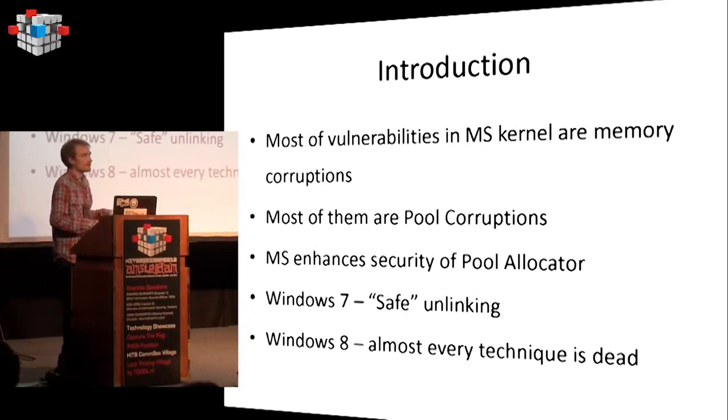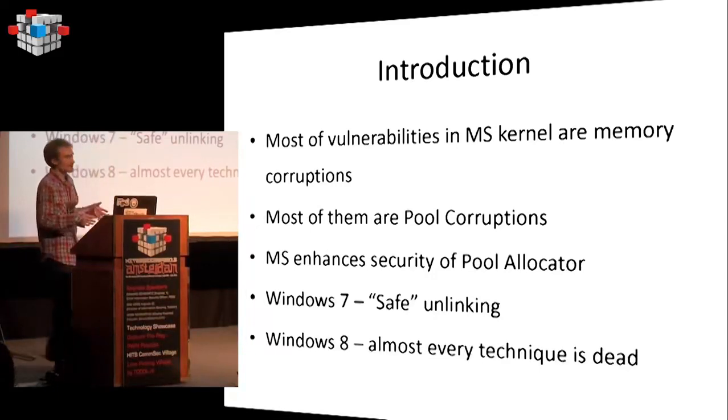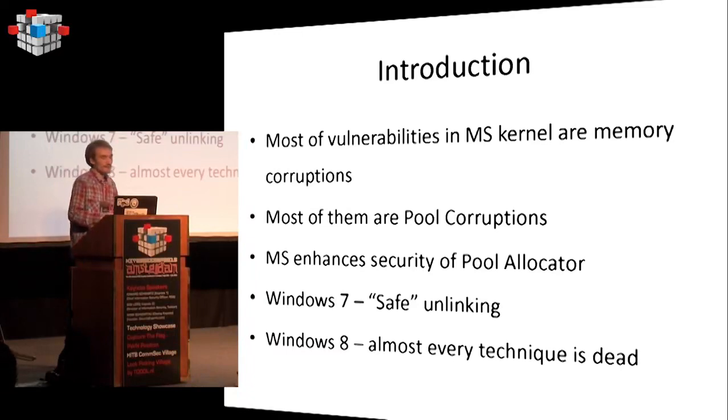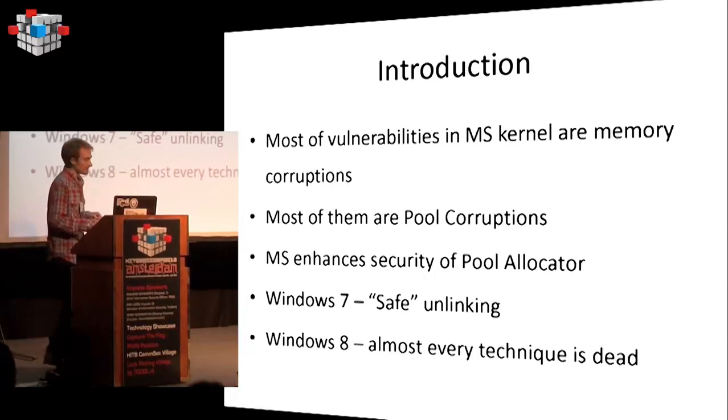I did some statistical research, and from 2008 I can say that most of the local privilege escalation vulnerabilities in the Microsoft kernel are memory corruptions, and there are just a little bit of stack overflows. Most of them are pool corruptions. And that's why Microsoft enhances the security of the pool allocator. It started from Windows 7, because until Windows 7, the pool allocator was pretty vulnerable to the easiest attacks. And in Windows 8, the pool allocator is kind of bulletproof, but there are still attacks again.